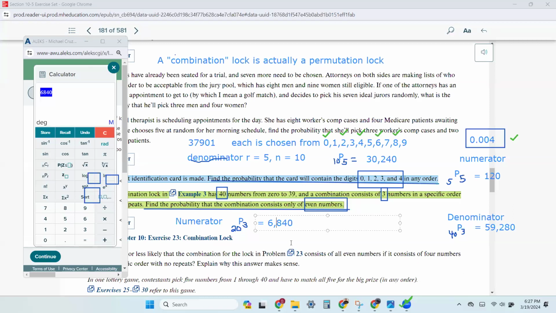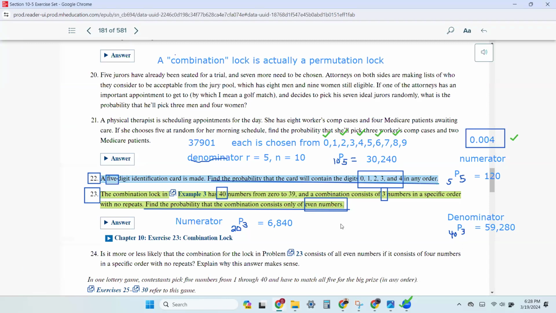All right. So let's go ahead and take that and divide it by 59,280. So 0.1115. No rounding off necessary because after the 5 is the 3. The 3 is below, so we're just lopping it off.